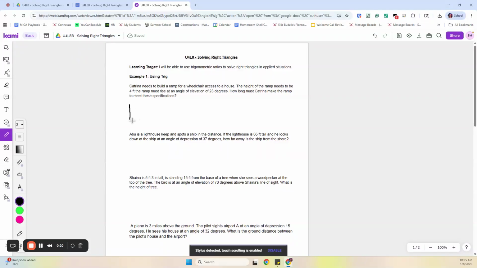So for this one, we got a ramp. The height of the ramp needs to be 4 feet. And then the angle of elevation is 23 degrees. So again, angle of elevation is horizontal to that 90 degrees. We got 23 degrees there. And then how long must Katrina make the ramp? So our ramp is our slanted side, so that's our x.